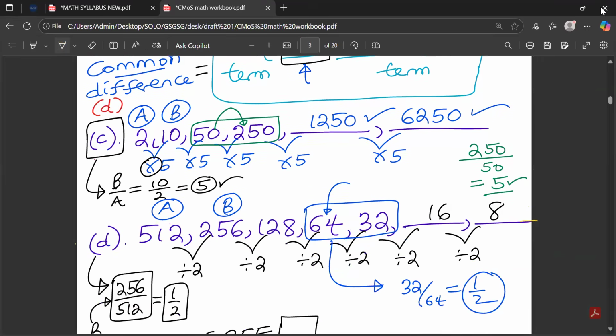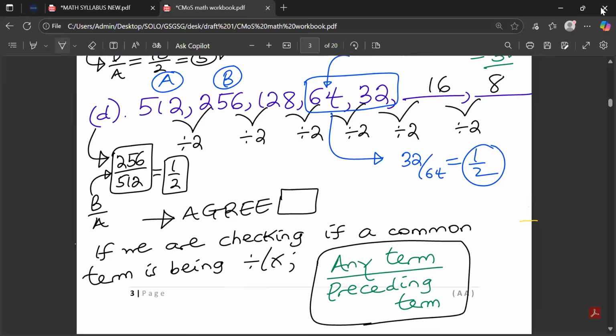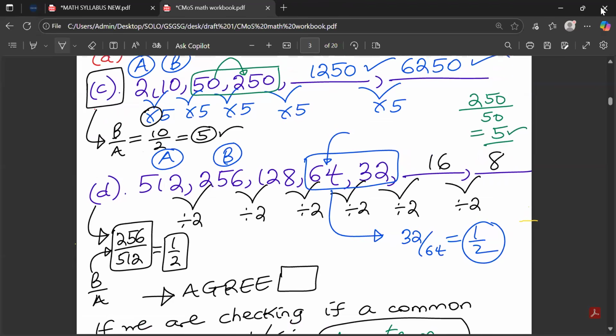Then when I come to this series, whether they involve multiplication or division, for you to come out with what is being done to get other terms, you get any term and you divide. One thing I want you to learn is that the term coming after is always the first thing, then the preceding term comes later. If it is subtraction, the preceding term is subtracted later. If it is division, the preceding term is the denominator, or I can say it is divided after.